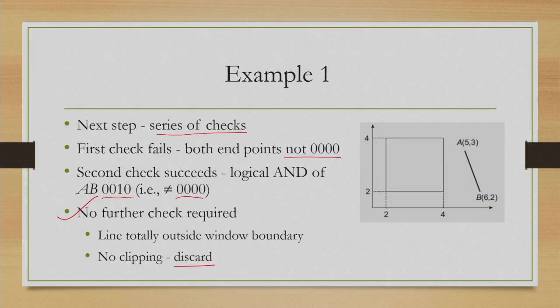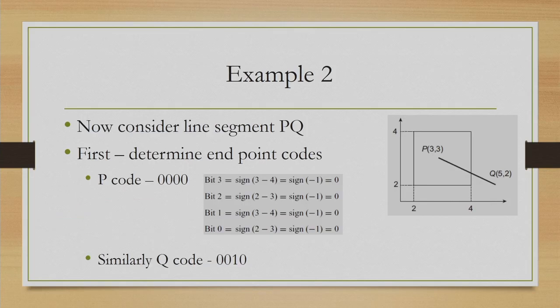So, this particular line will be completely discarded just by checking the region codes. We managed to determine that it is completely outside. Now, let us consider another line segment that is given by the endpoints P and Q.